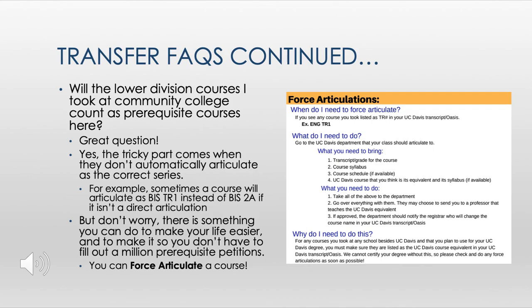I've attached on this slide actually the force articulation directions, and it will also be on Canvas as a separate attachment. So make sure you go through that. It's pretty simple. You're going to go through admissions.ucdavis.edu when you're ready to do that, and then also the UC Davis department that the class articulates to. So say it's Biz 2A, you're going to go to the biology department, bring a transcript, bring a course syllabus, a course schedule if you have it, and then UC Davis will decide if that course is equivalent, and then admissions can get that switched for you.